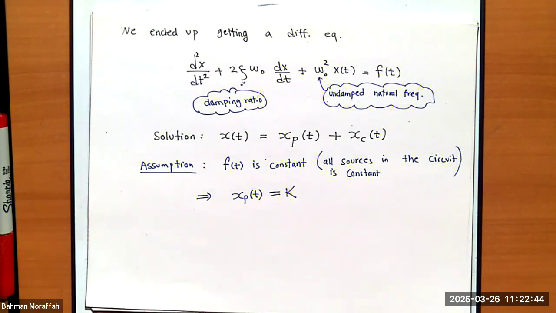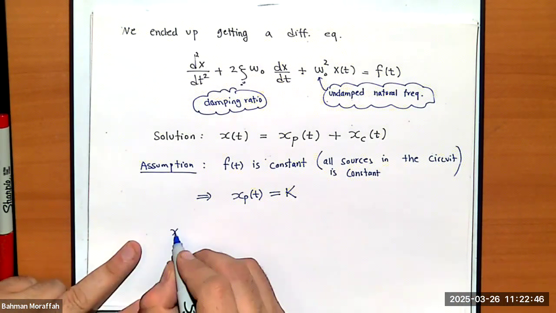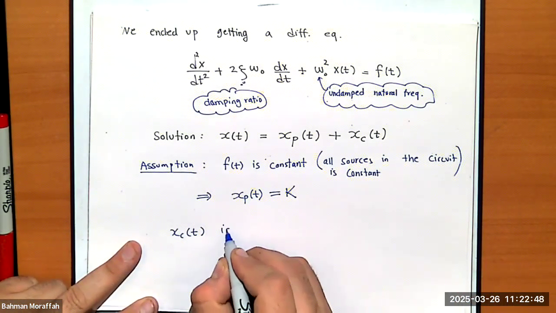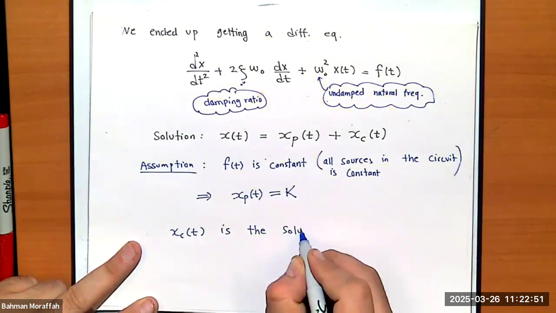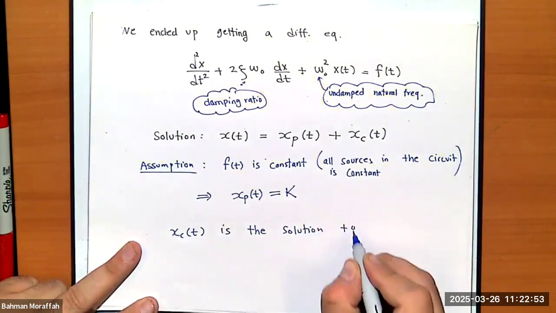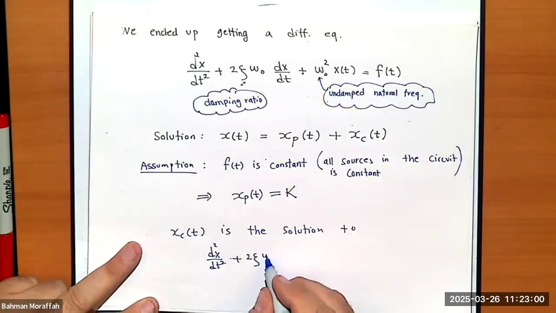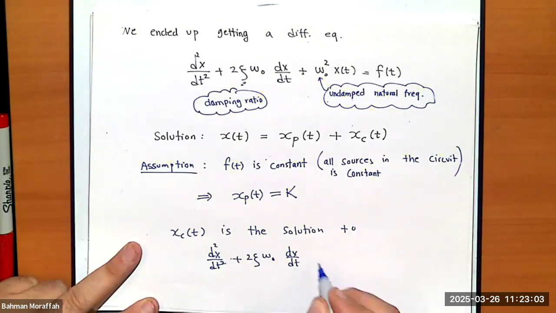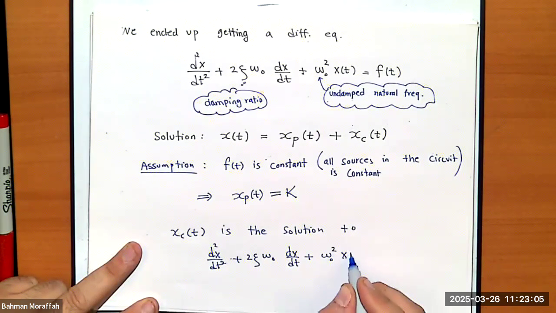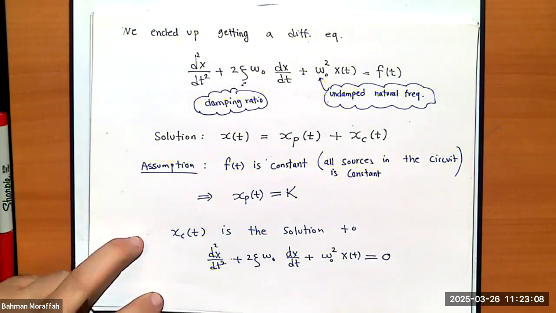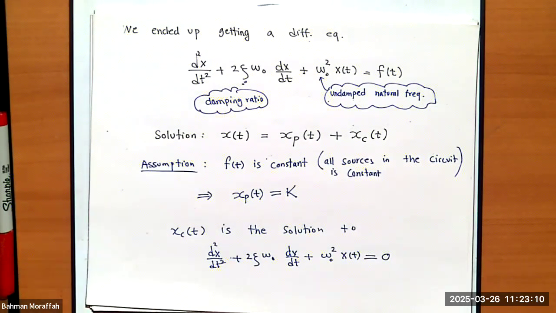And we said xc is the solution to this differential equation: d squared x dt squared plus 2c omega naught dx dt plus omega naught squared x of t equals 0, right? And we said we can look at the c over here, and the c tells us exactly what type of solution we have.